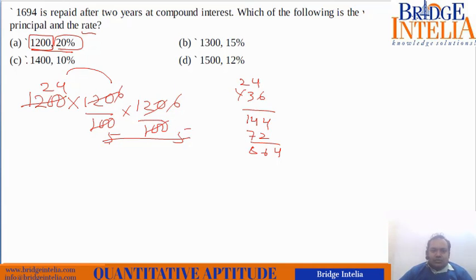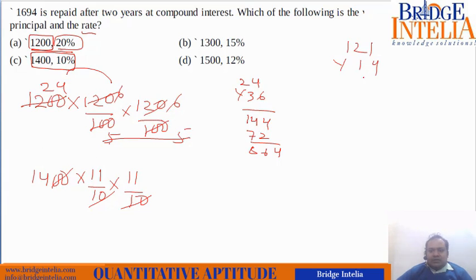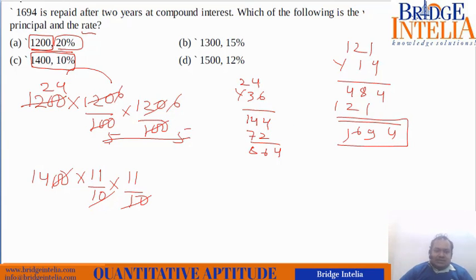Let's check option number 2. Let's see if this is the true option. So 1400, rate of increase 10%. That means 110 by 100. That means 11 by 10 into 11 by 10. Will this be equal to 1694? So 14 into 121. So 121 into 14. So 484 and 121. So 1694. Yes. So this option is the correct option. So this option, when substituted, fits the description.